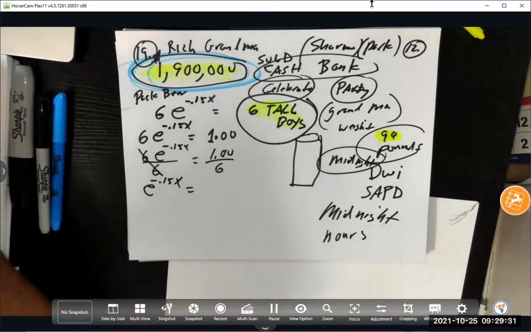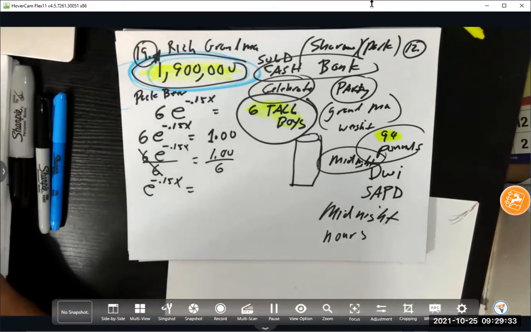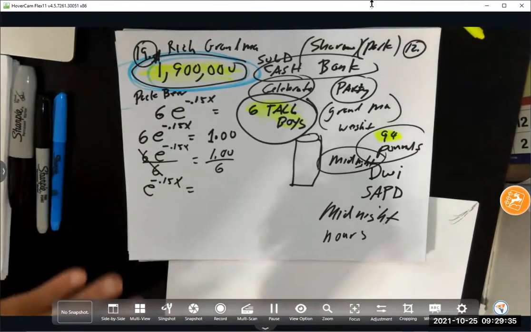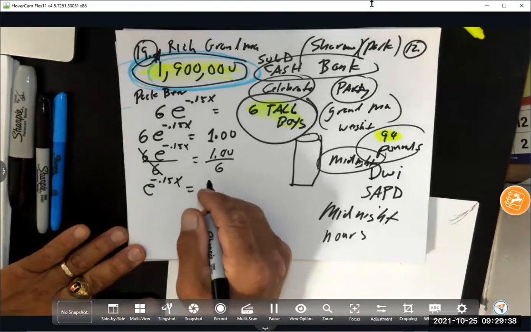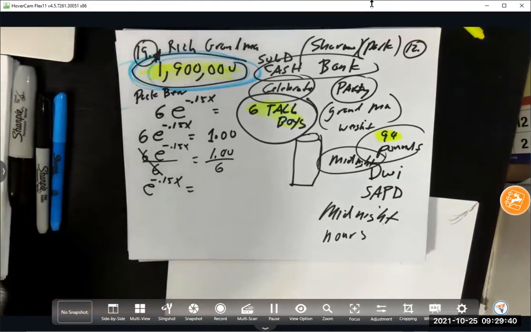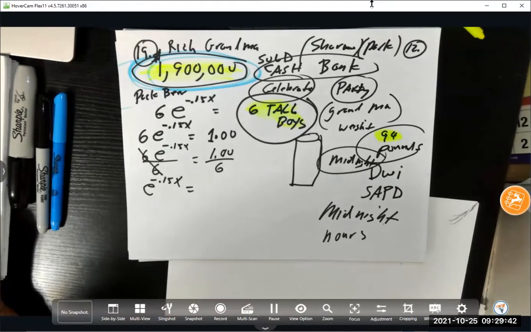1 divided by 6. It's an evil beer, man. What did she have? Give me like 5 numbers. Give me 5 decimal numbers. What'd you get?